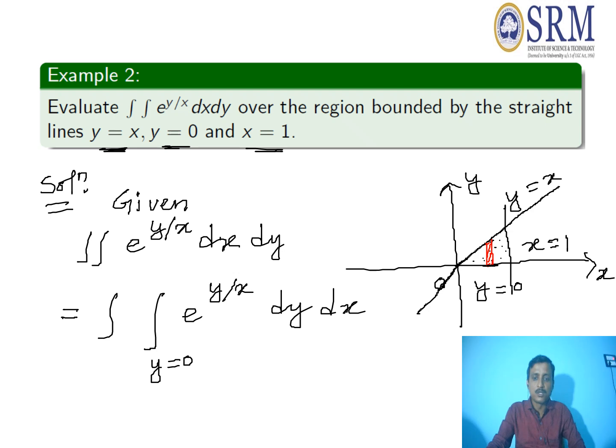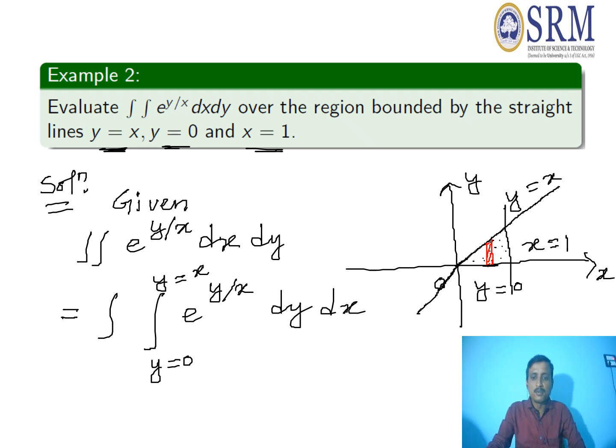If you draw a strip here, the height is different. If someone draws the strip here, the height is different. In general, the upper side is up to that straight line y is equal to x. It is basically y is equal to x, that's why it should not come in a constant form.